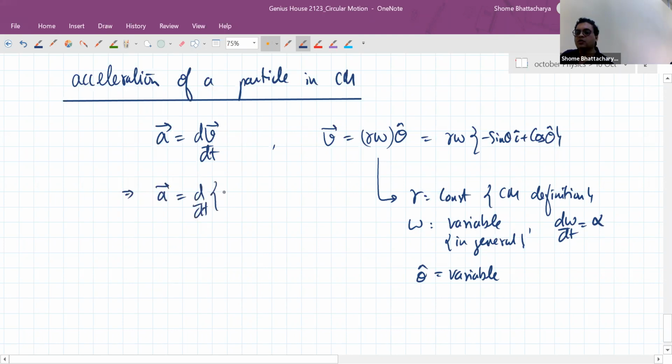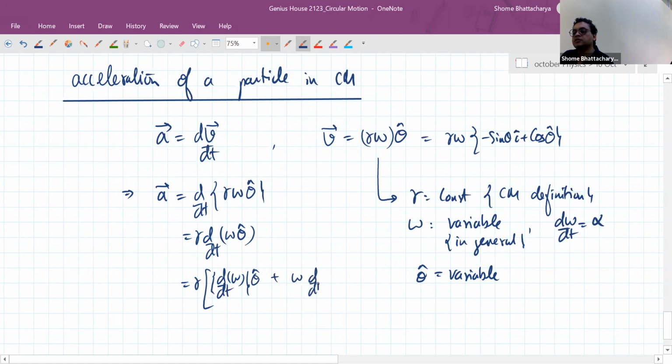d by dt of R omega theta cap. So the next step is that R will come outside because it's a constant, but the rest we'll have to treat like a product of two variable quantities. So you'll have to apply the product rule. That will become differentiation of one of the terms into the second term, plus the first term into differentiation of the second term.